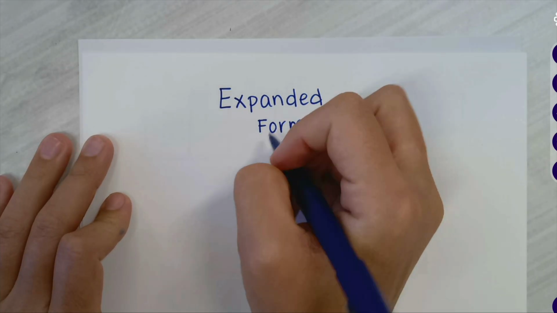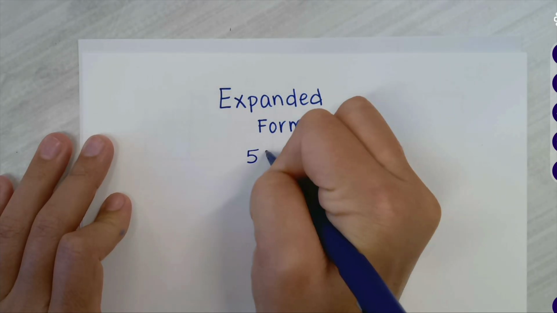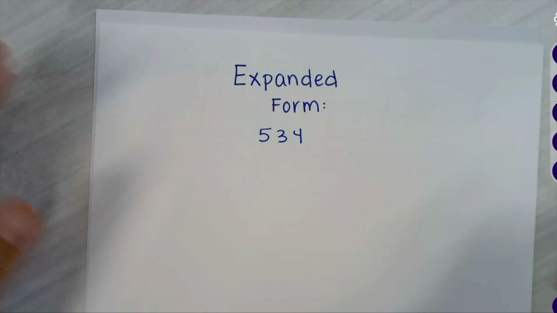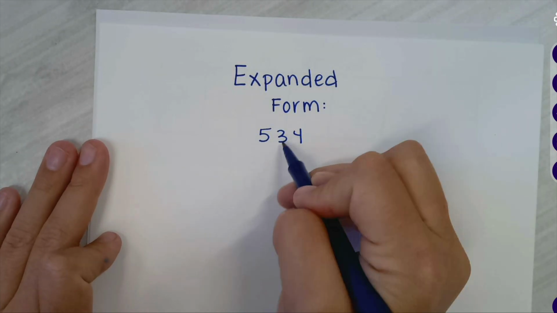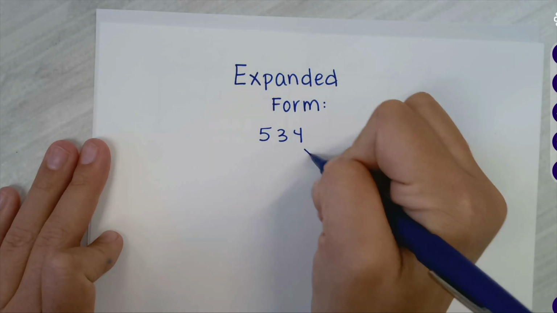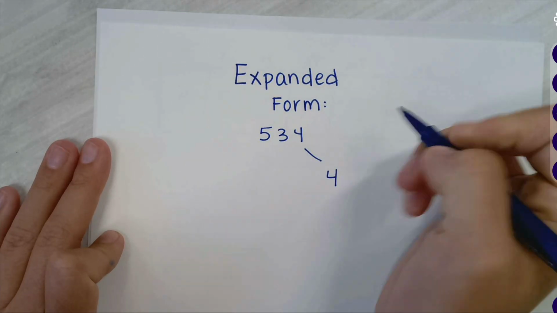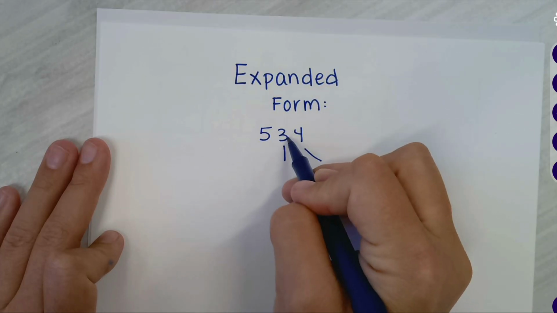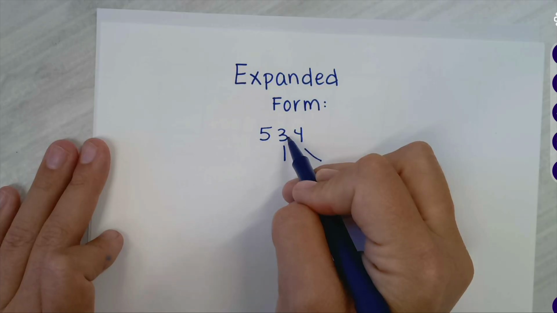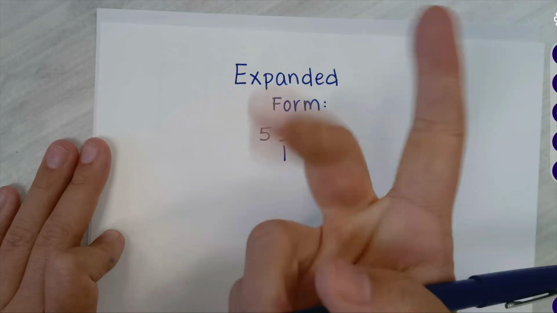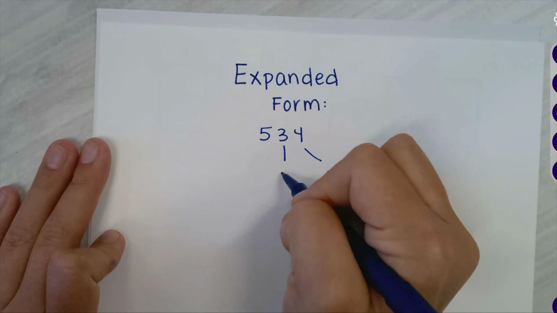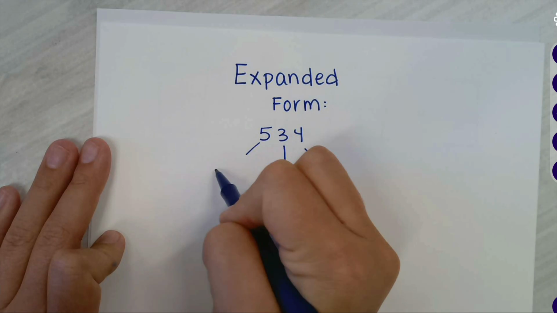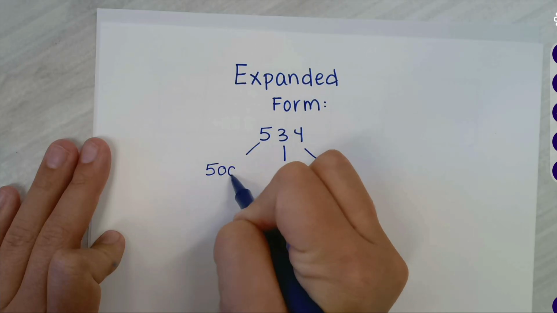So I'm just going to use the number 534. If I want to expand this number out, I need to say what each digit's value is. Well, I know the 4 in the ones place just means 4, but the 3 in the tens place doesn't represent 3. It means 3 longs. Well, 3 longs is 10, 20, 30. This 3 in the tens place means 30, and this 5 is in the hundreds place, so it means 500.